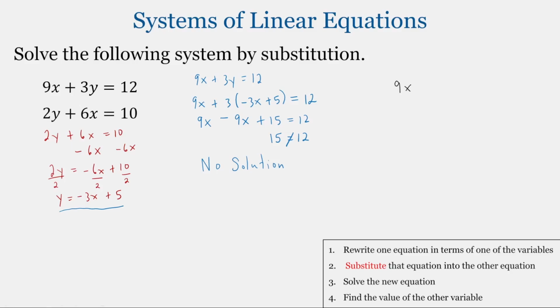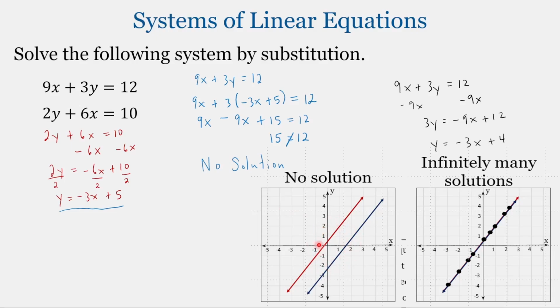So we have 9x plus 3y equal to 12. We're going to subtract 9x from both sides. This is 3y equal to negative 9x plus 12. And then dividing by 3, we get y equal to negative 3x plus 4. So these two equations have the same slope, slope of negative 3, but a different y-intercept. So in this case, we have parallel lines, and these lines do not represent the same line.